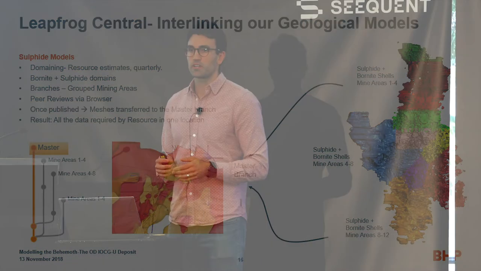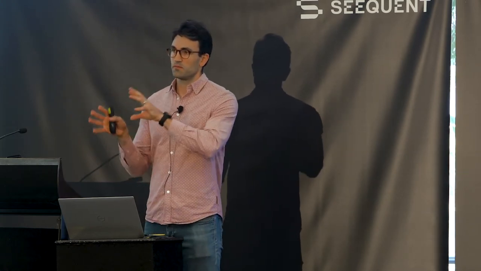Because the mine is broken up into various areas, we have various branches that reflect these areas. So say we have three resource geologists conducting a sulfide update. They can all work individually, side by side, and once the peer reviews have been taken care of and transferred to Central, all the volumes can then be imported into a master branch, meaning that all the review data is in one location, and that's what gets used in the estimation process.